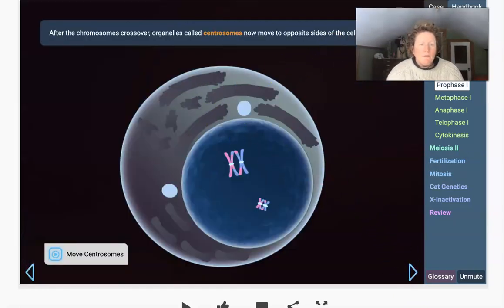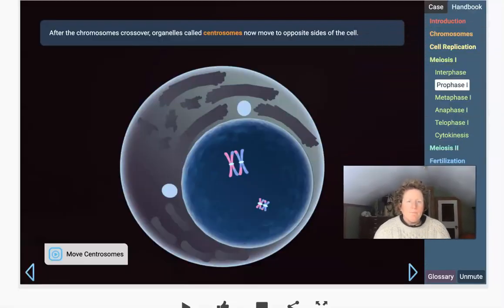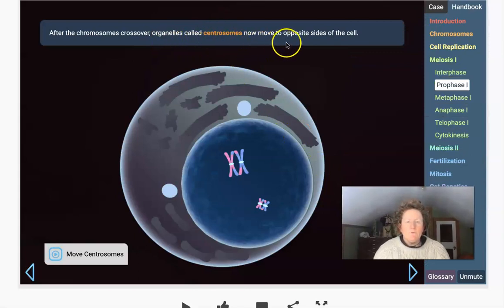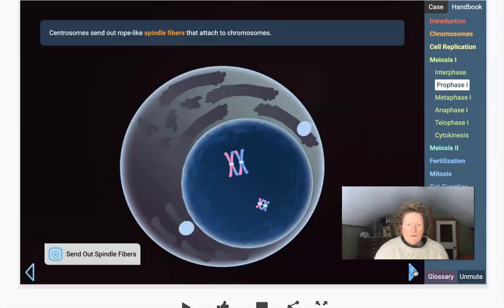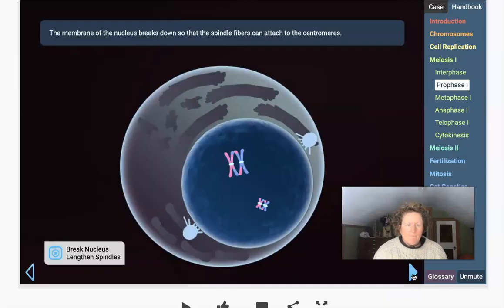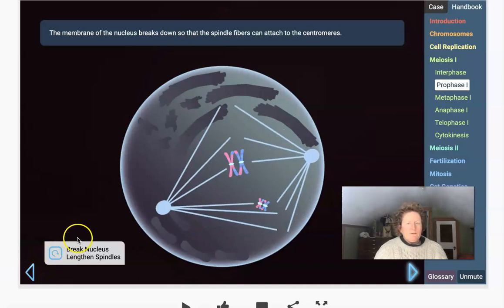After the chromosome crosses over, organelles called centrosomes now move to opposite sides of the cell. You can see the centrosomes right here. And they're going to start organizing. They're going to send out spindle fibers. They're going to break the nucleus, and they're going to start attaching to all the tetrads here, those groups of two chromosomes hanging out together, and they're going to start pulling them apart. Now, in a human, you're going to have a lot of these tetrads, and it's a lot of things to organize in a tiny little cell. That's why you need the centromeres and you need the spindle fibers.